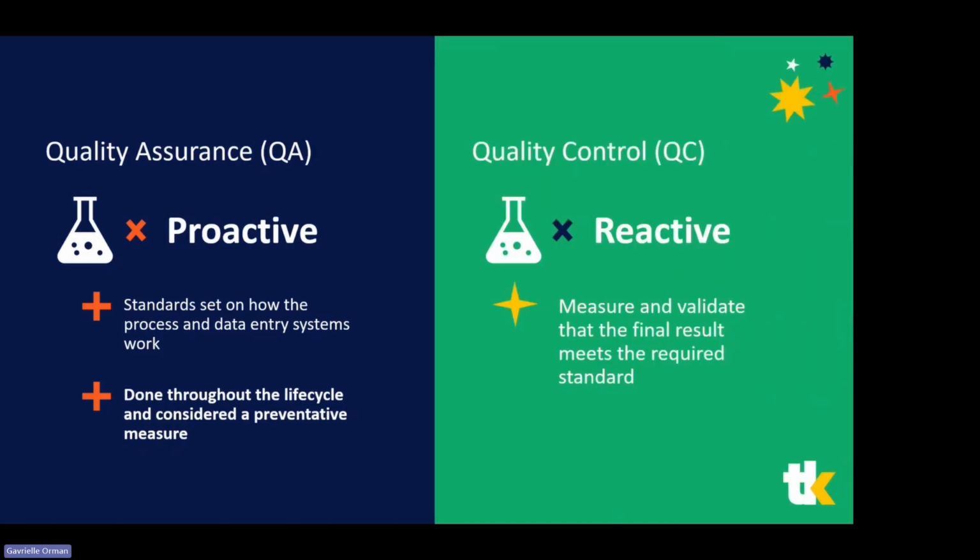Quality control, the QC side, is more of a reactive data control measure. This is where you're going to be measuring and validating that your final result meets the required standard, that your results are accurate. They're what you expected and they make sense. So quality assurance is kind of the pre-work that goes into making sure you're inputting good data, and quality control is what you're doing to make sure that you are calculating accurate data.